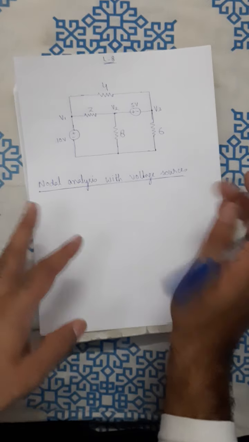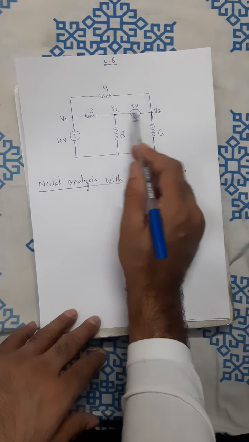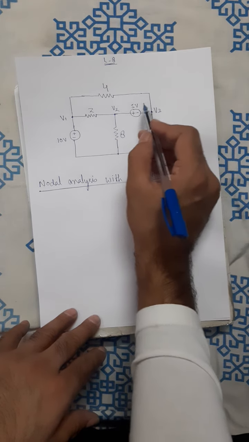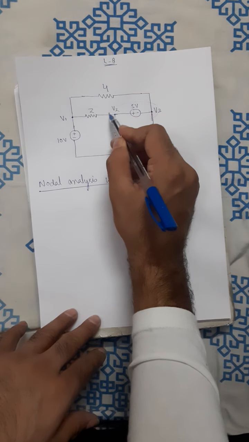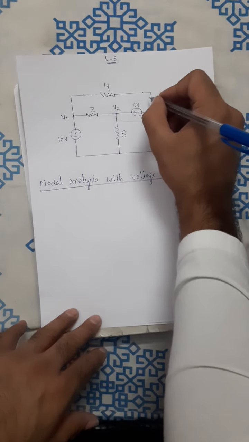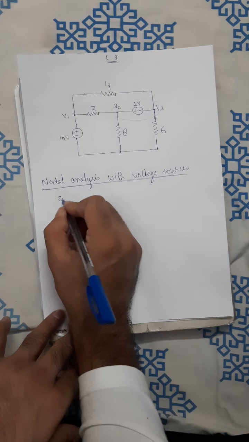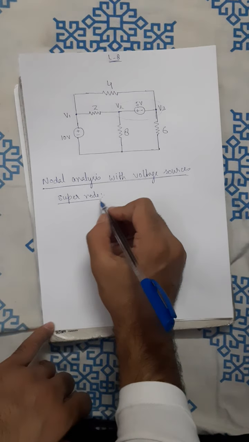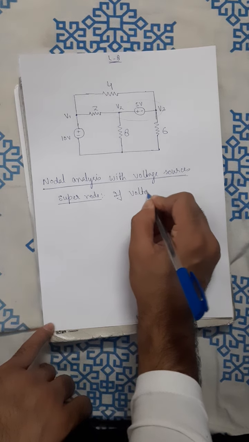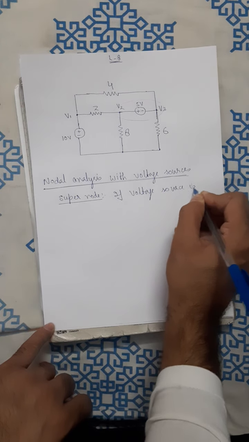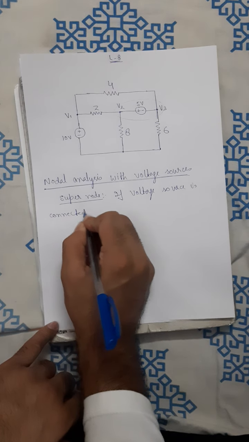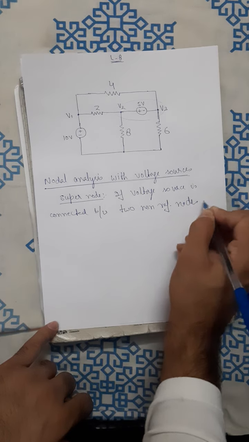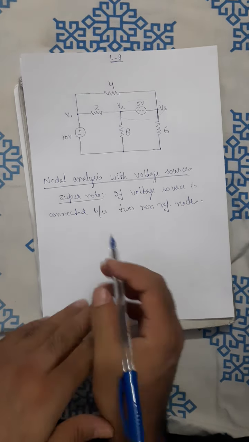In the second case, a voltage source is connected between two non-reference nodes. When a voltage source is connected between two non-reference nodes, it will create a super node. What is a super node and how is it created? If a voltage source is connected between two non-reference nodes, then a super node is created.